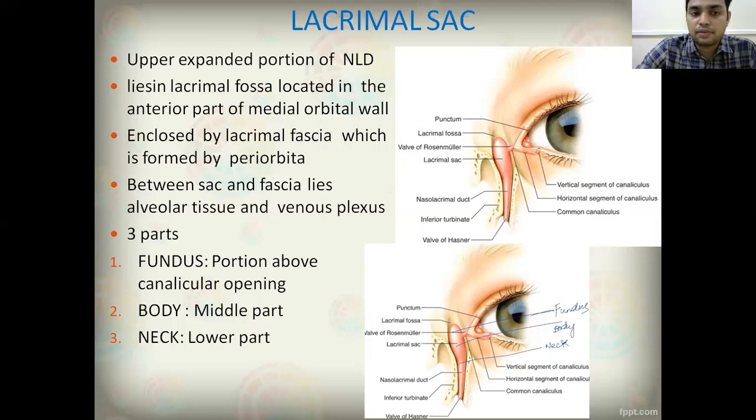It is enclosed by lacrimal fascia, which is formed by periorbita. Between the sac and fascia, there lies areolar tissue and venous plexus.